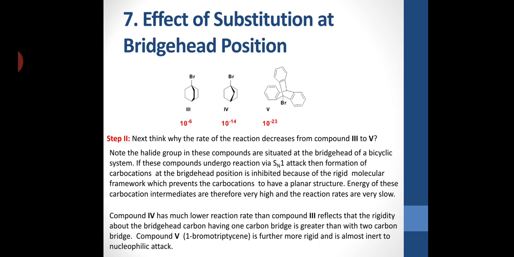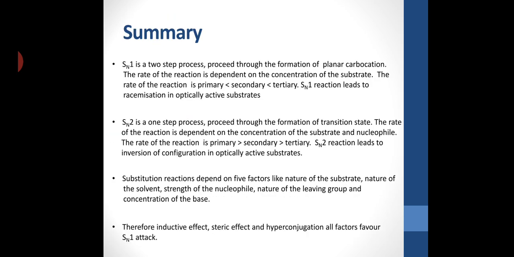Here we come to the end of the lecture. In summary, SN1 reaction is a two-step process, proceeds through the formation of planar carbocation intermediate. The rate of the reaction is dependent on the concentration of the substrate. The rate of reaction is of the order tertiary greater than secondary greater than primary. SN1 reaction leads to racemization in optically active substrate.